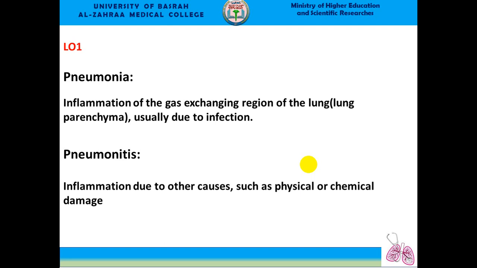For example, if a patient drinks kerosene accidentally, this kerosene when it enters the lung will cause a chemical inflammation. In that case, we don't call it pneumonia, rather we call it pneumonitis.